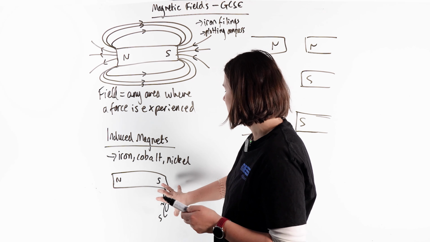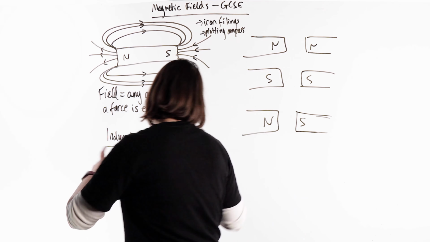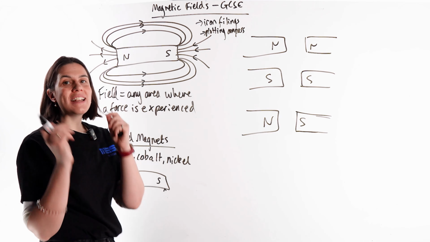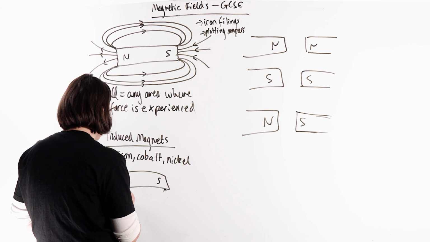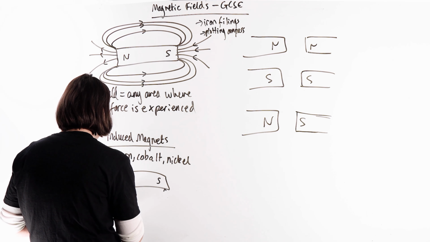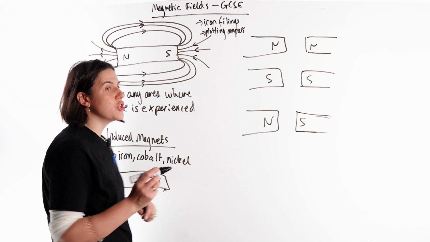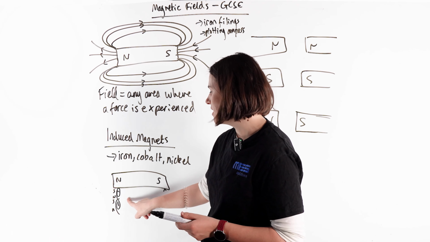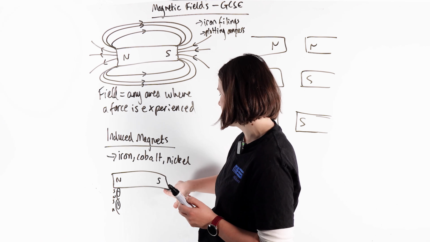Now, if I took these paperclips off this end and took them to the other end of my magnet, remember that magnetic materials are always attractive. So what will actually happen is that I get a south, a north, a south, and a north. Will induce different magnetism in them, depending on which pole of the magnet we put them close to.